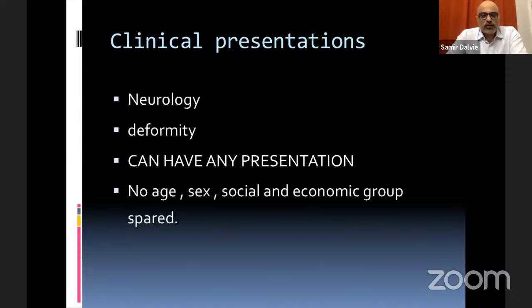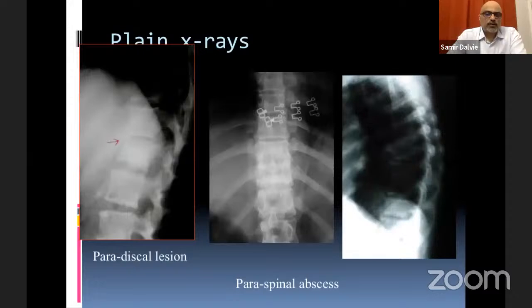And what I've seen now is that there is no age, sex, social or economic group which is spared. I've had 2-year-old children with TB spine, and I've had 90-year-olds with TB spine, males, females, of course. I've had millionaires and industrialists with TB spine, and farmers, taxi drivers, and beggars with TB spine. So there is really nobody who is spared in all of this.